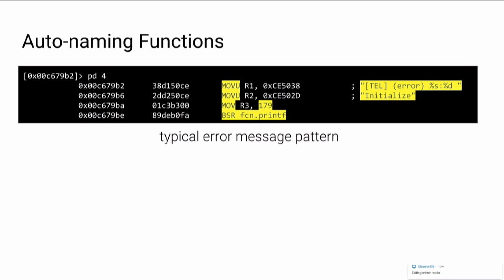Finally, the second instruction will load a string that is a function name. Here it's loaded into R2. Then it will load something which is likely a line number into R3 and call printf. And the good news here is that we can try to automate these steps and try to name the functions in the binary.